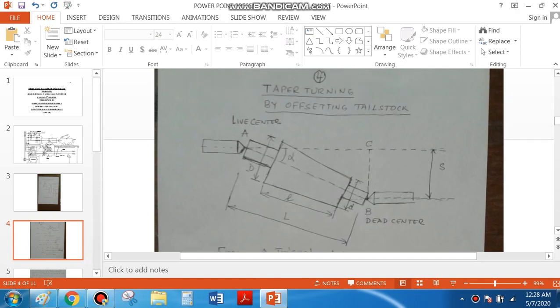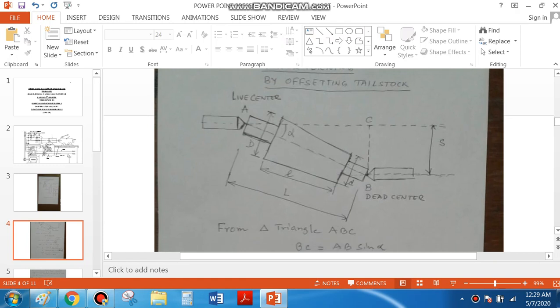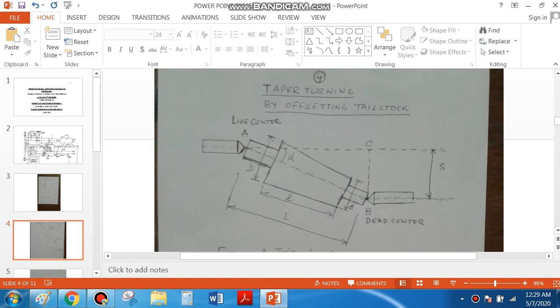Now, geometrically, if we study this drawing, in triangle ABC, the perpendicular is drawn on the headstock center line, and it meets the center line at C. So BC is equal to S, the tailstock set over. In triangle ABC, we have BC as the perpendicular and AB as the hypotenuse. AB is the length of the job held between centers, the total length of the job, which is capital L, and small l is the length on which the taper is cut. The bigger diameter of the taper is capital D, and the smaller diameter is small d.